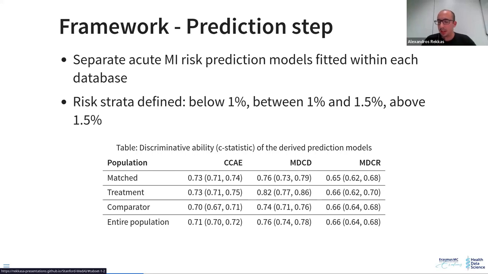So we pooled the thiazides and ACE inhibitor patients into one cohort, and then we developed a prediction model for it. We fitted the logistic regression model for the prediction of acute myocardial infarction to this combined set of patients. And then we stratified the population into three risk strata. We have the lower risk patients, which are below 1% risk, the medium range patients, which are between 1 and 1.5%, and the higher risk patients, which are above 1.5% acute MI risk.